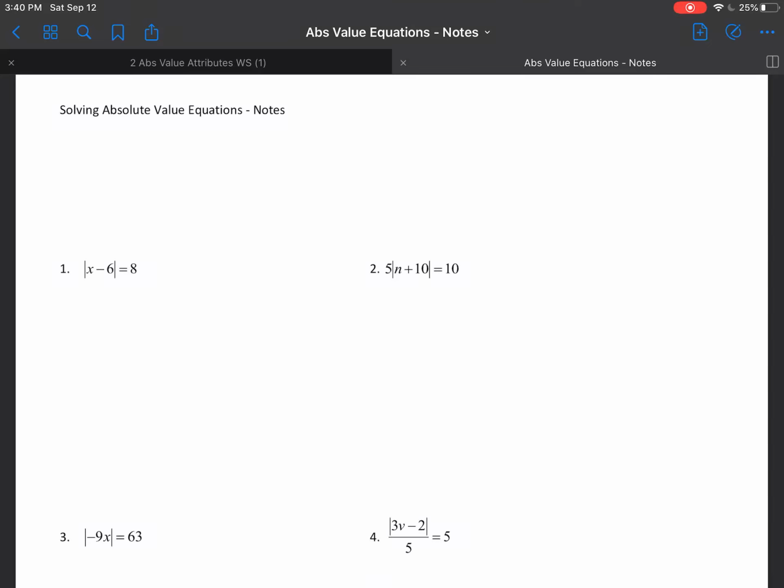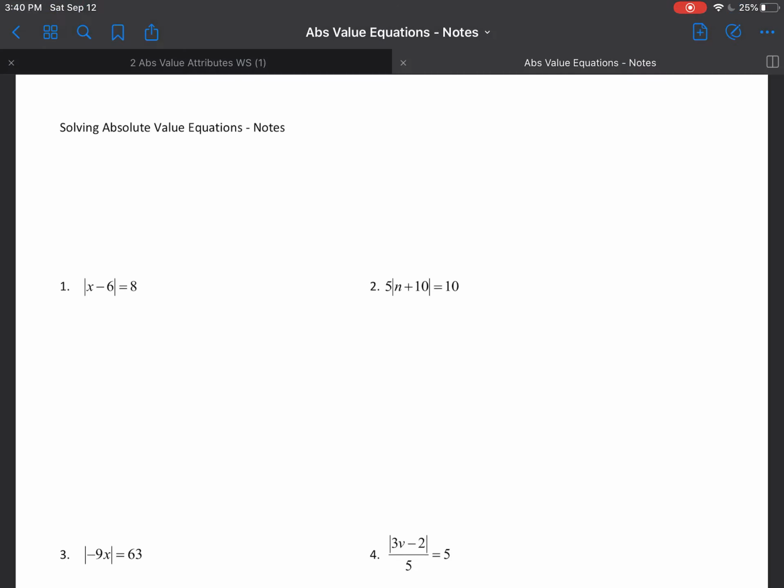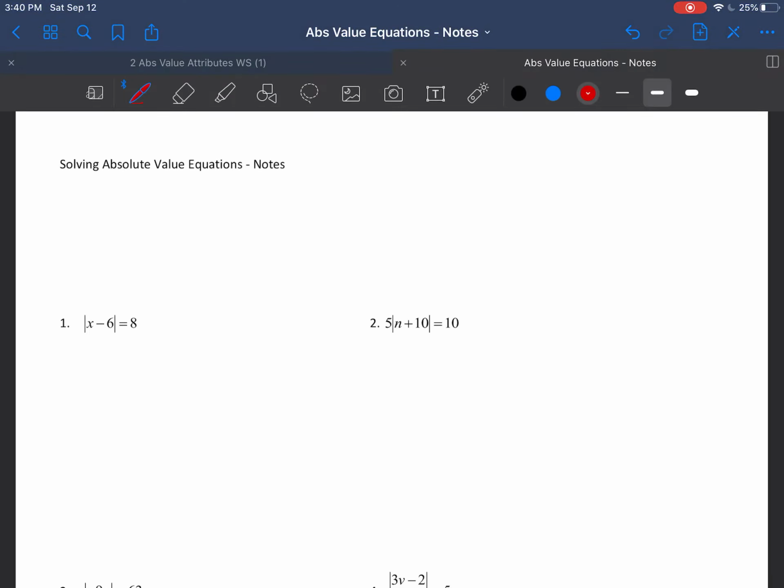All right, so now we are going to solve some absolute value equations. And in the key attributes section, we talked about finding x-intercepts. And so in that case, we were solving some absolute value equations. And we also saw that in each case, we had different types of solutions.